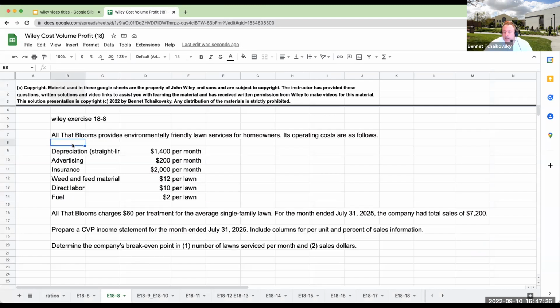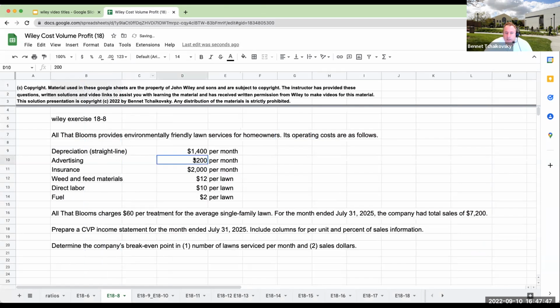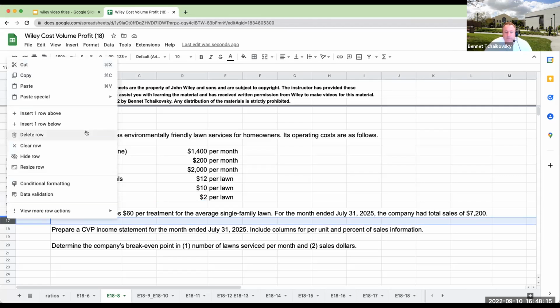All that Blooms provides environmentally friendly lawn services for homeowners. Well, are we supposed to get rid of our lawns? I don't know. Its operating costs are as follows. We've got straight line depreciation, advertising, insurance, weed and feed materials at $12 per lawn, direct labor, and fuel. Maybe we should be going electric. All that Blooms charges $60 per treatment for the average single family lawn. For the month ended July 31st, 2025, the company had total sales of $7,200.